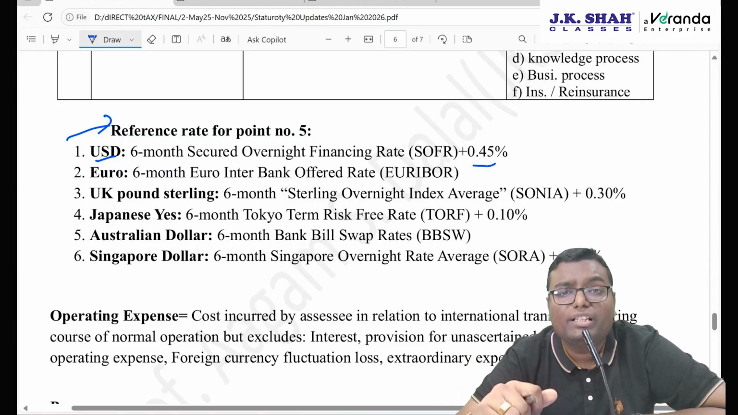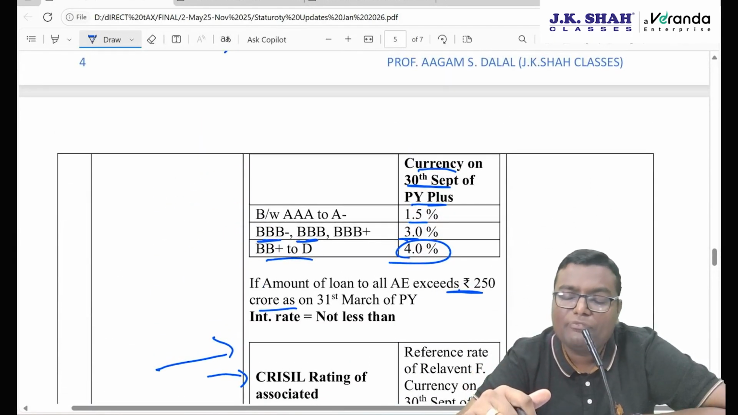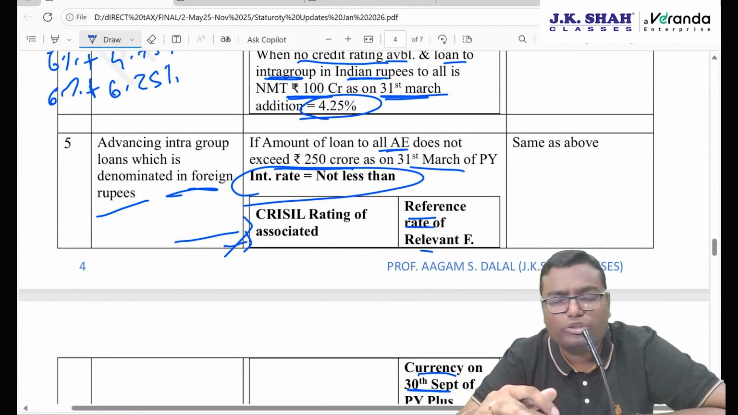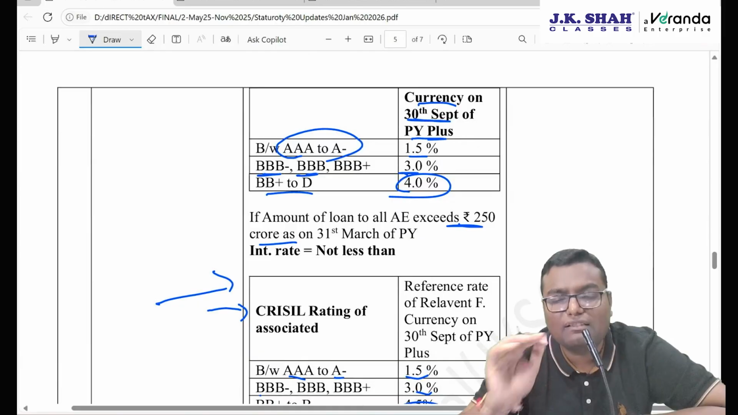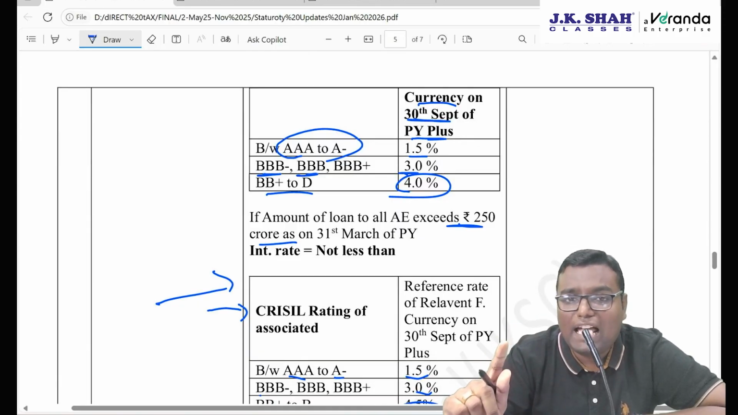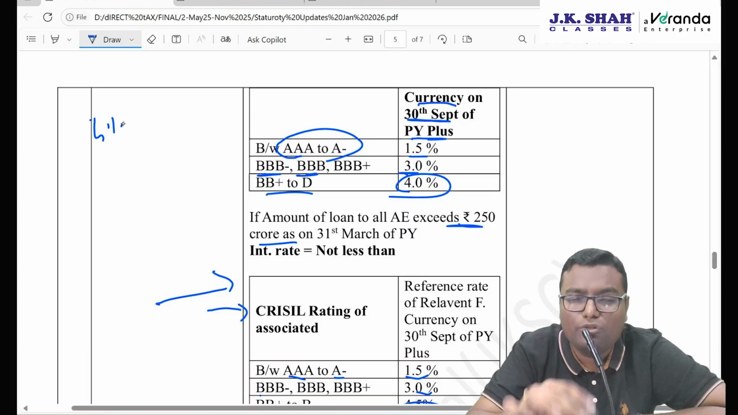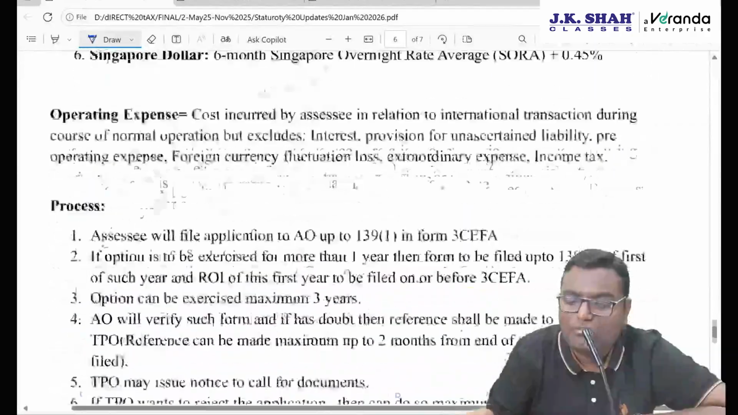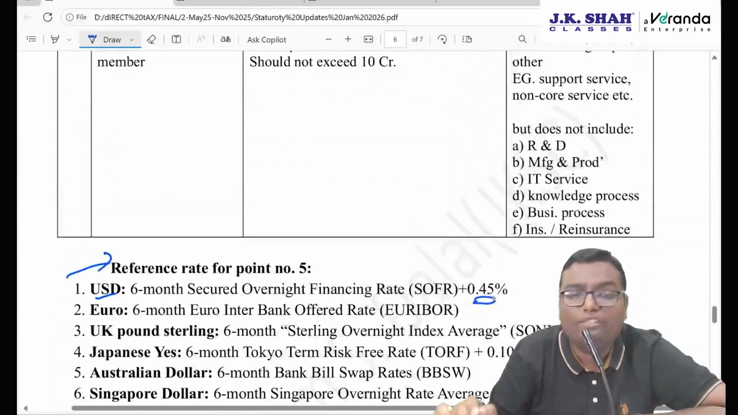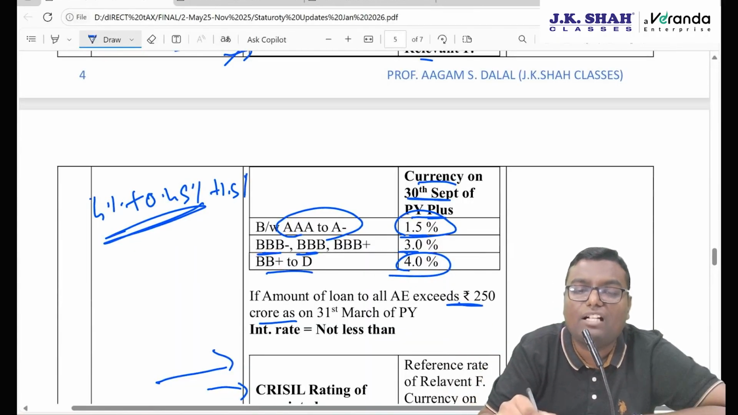So let's say I am an associate, I am a company giving a loan in US dollar. Loan is denominated in US dollar, let's say. And the loan amount of all the associated enterprises is up to 250 crore. The associated enterprise is having the rating 1118 to A minus. Then first I have to get the 30th September SOFR, the US rate, which is SOFR, plus I have, let's say that is 4%, assuming, plus I have to add 0.45%. This will be called the reference rate because they have said it is 6 month SOFR plus 0.45%. This is the reference rate, plus I have to add 1.5% as per this safe harbor rule.